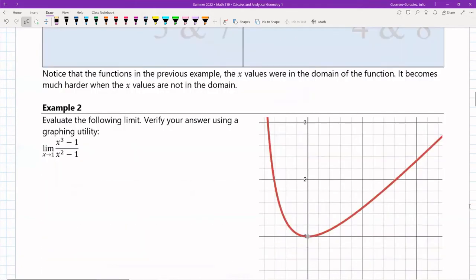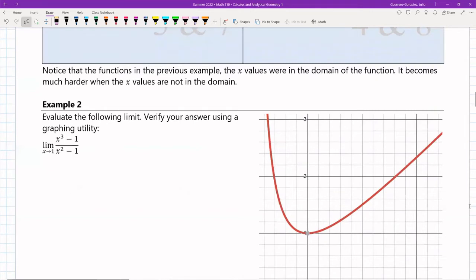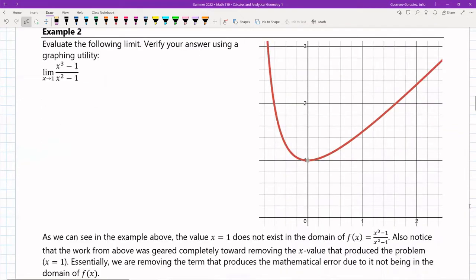In the previous examples, and in the quick checks that I just showed you above, the x value was in the domain of the function. There was no problem with us plugging it in. It becomes a little harder when we have functions and x values where the x value that we want to plug in is not in the domain of our function. So that's what this next example is going to show us.